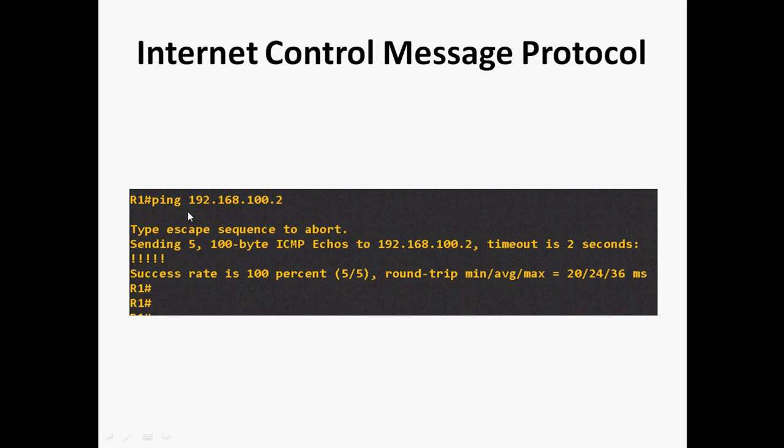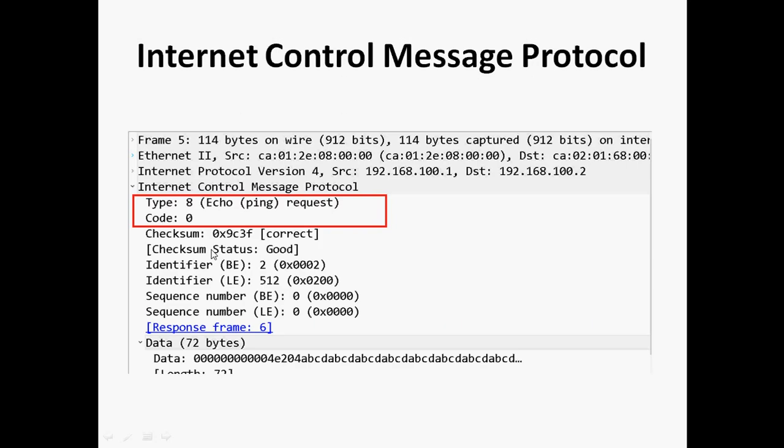So I give a ping to 192.168.100.2, and here we can see I am getting a reply. After stopping the capture, this is an ICMP echo request packet. This packet came from R1 to R2.